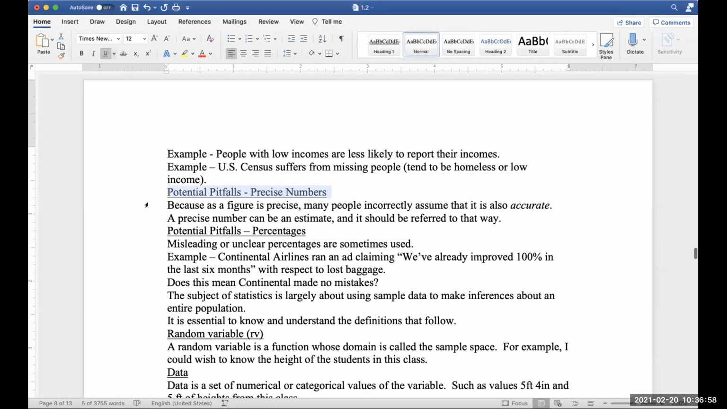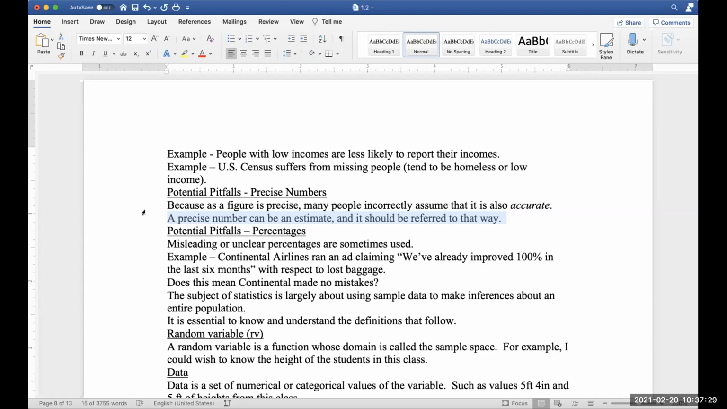Another potential pitfall: precise numbers. Just because a figure is precise does not mean that it is accurate. A precise number can be an estimate. It's just that you've written it to more decimal places. If a precise number is an estimate, you should refer to it as an estimate.